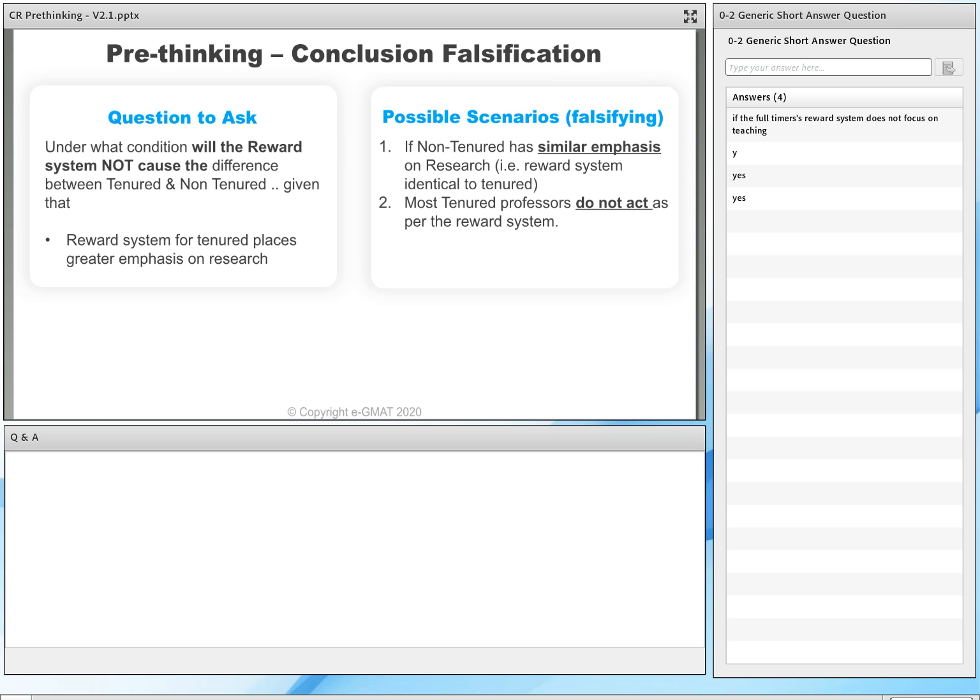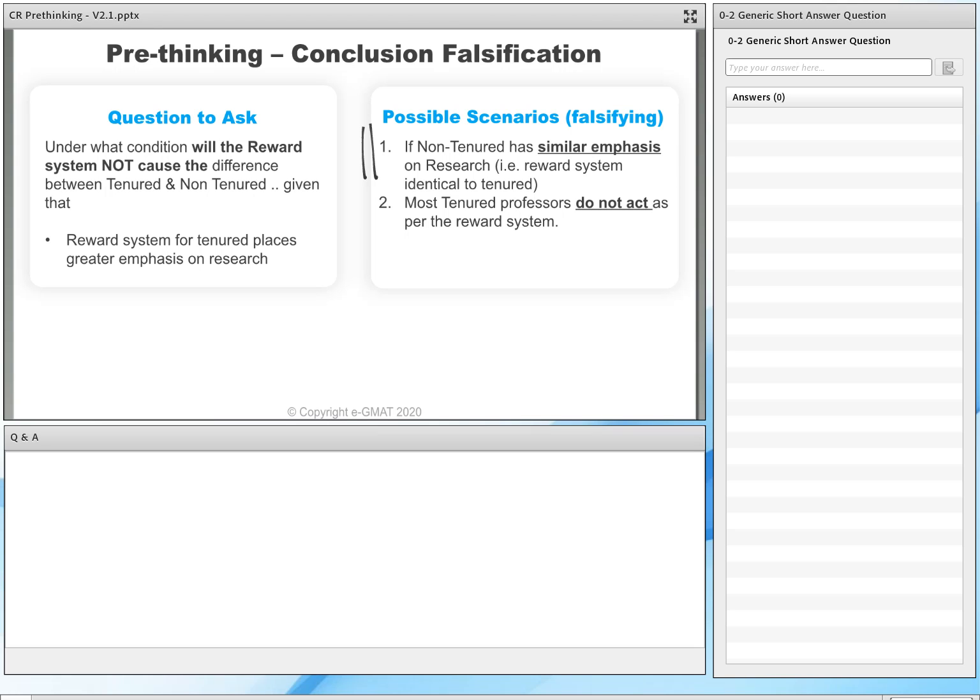What are some circumstances? If the non-tenured faculty has an identical reward system, then you can't blame the reward system, right? If non-tenured faculty have just the same reward system, then it can't be the reward system that you would blame. Is that correct? Yes, no? Right? If non-tenured faculty has an identical reward system, then it has to be something else.